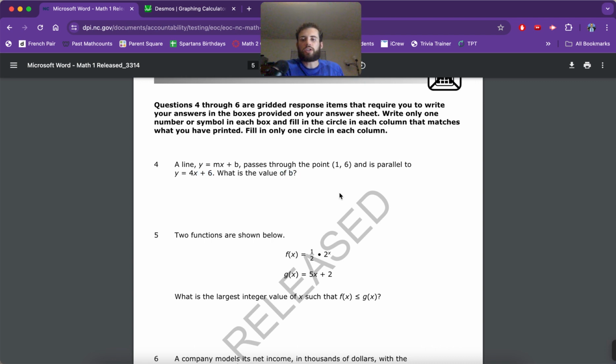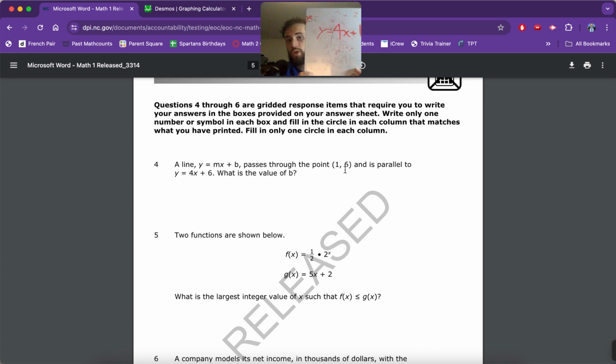All right, so we know our line has a slope of 4. So we could say y is equal to 4x plus b, and we don't know what b is. Okay, so y equals 4x plus b, and now we can use this point to solve for what b is.